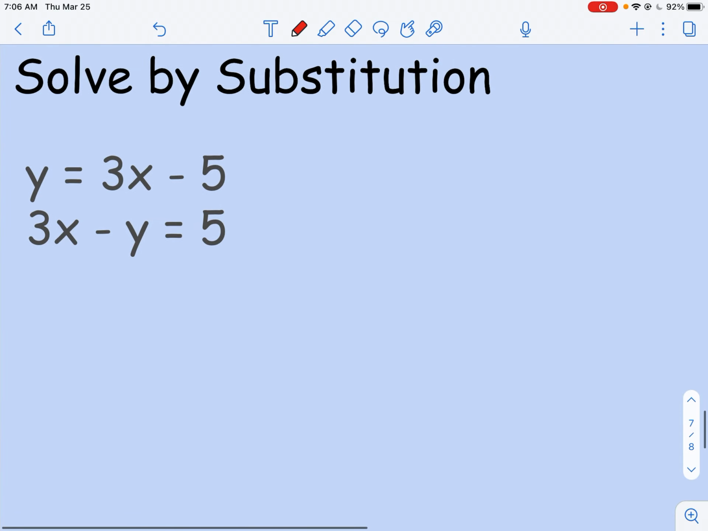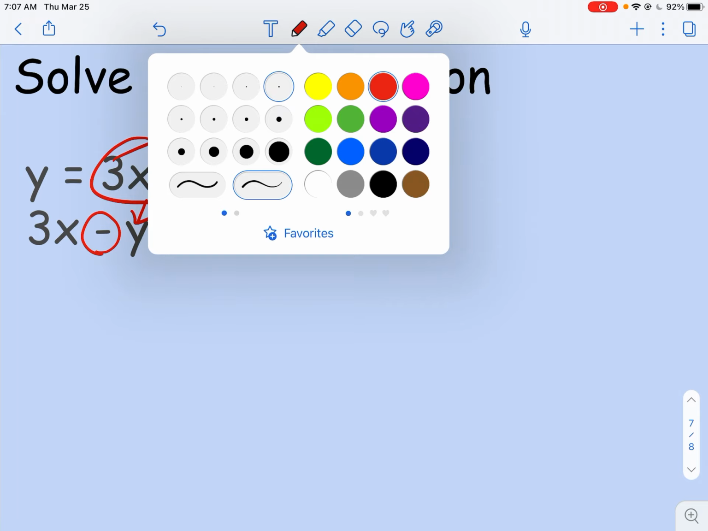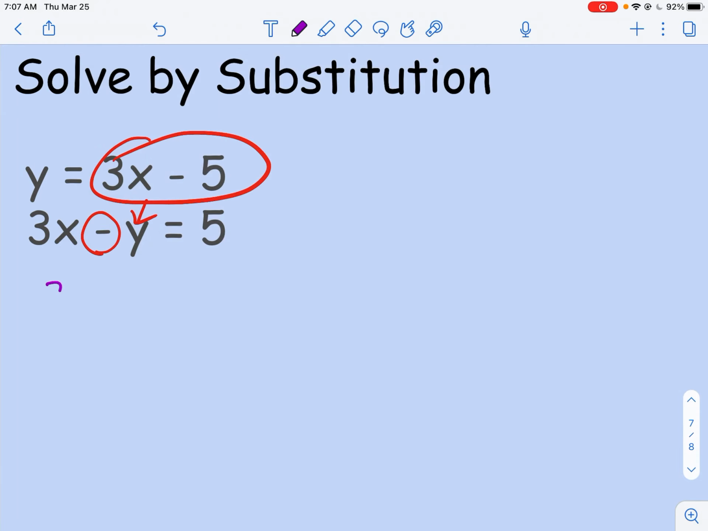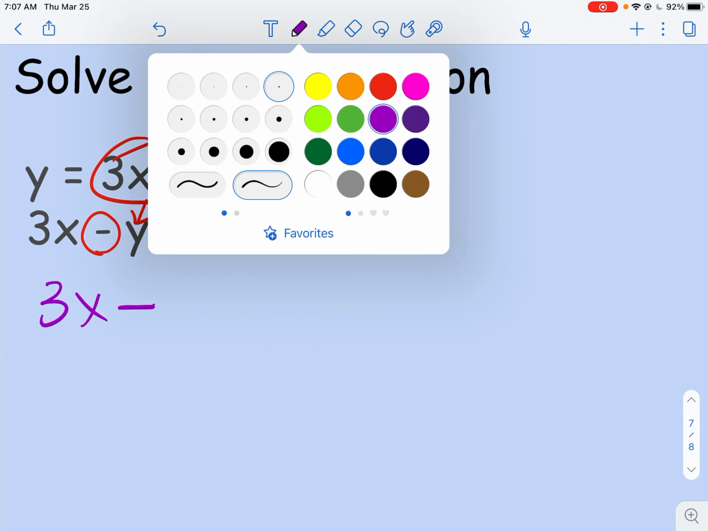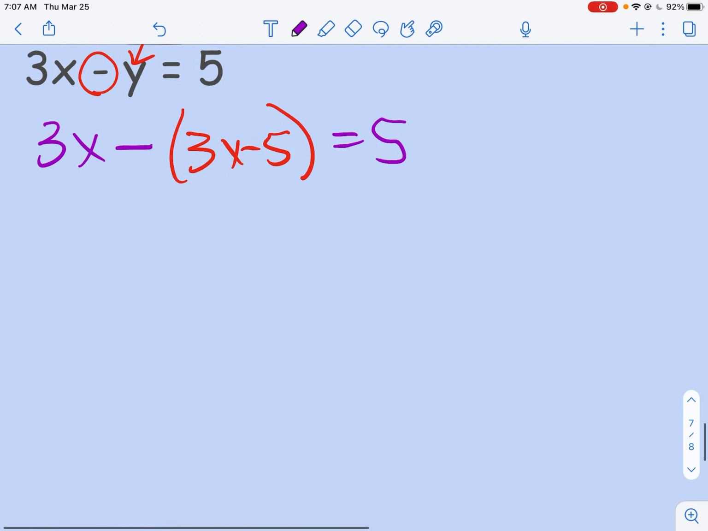Okay, so let's try this one. Plugging this in right here. Now, be careful of this negative sign. Some of you are not being very careful with those negative signs. So it's 3x minus, and then in parentheses, I have 3x minus 5. Okay, you have to be careful. You have to write down that negative sign.